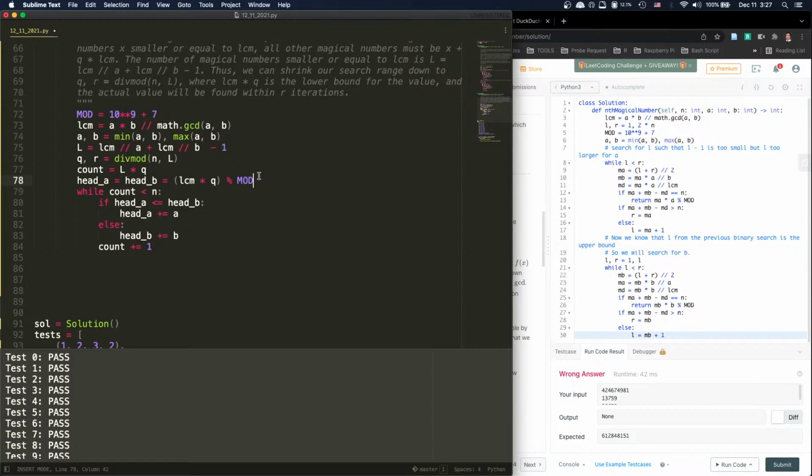Now head B is smaller, right? And head B is smaller. Then so every time head B is smaller, we do the count and then increment B. And next one, head A is smaller. Now we increment until we come out.